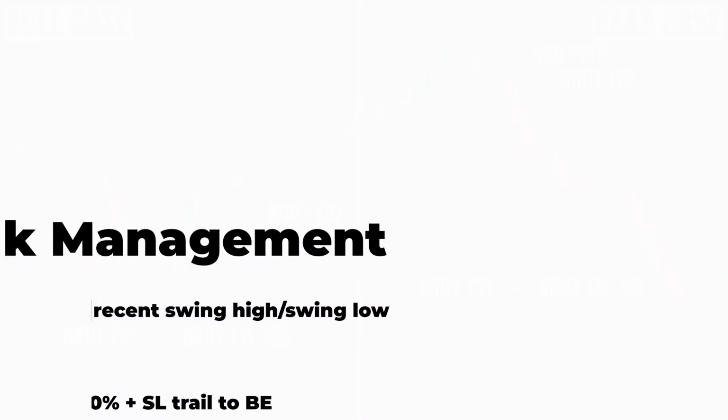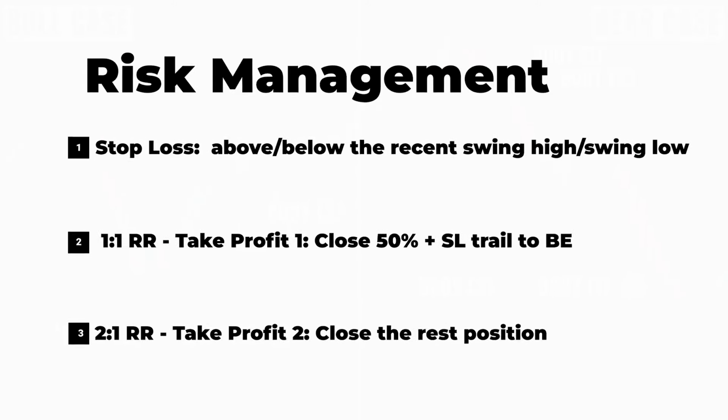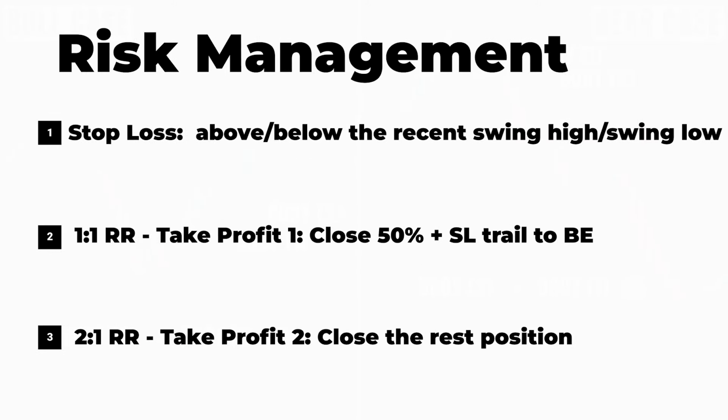When it comes to risk management, stop loss should be placed above or below the recent swing high or swing low. In terms of profit target, we should close half position and move stop loss to the break even when the price hits 1-to-1 risk to reward. We should close the rest of the position once the price reaches 2-to-1 risk to reward.